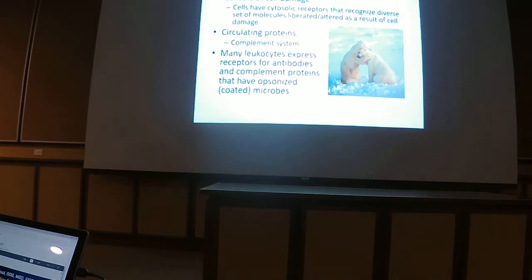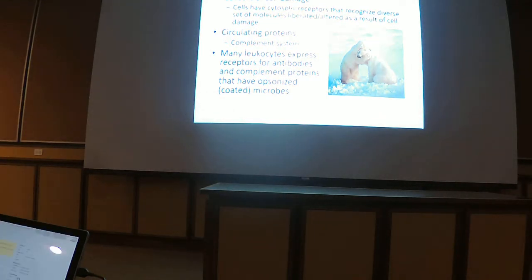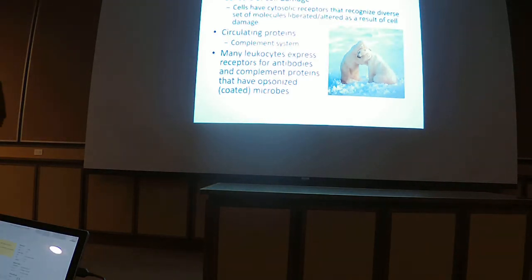Offending agents can also be recognized by the complement system. The complement system comprises 20 or so proteins that are circulating in the blood. We'll spend a few minutes on that later on.